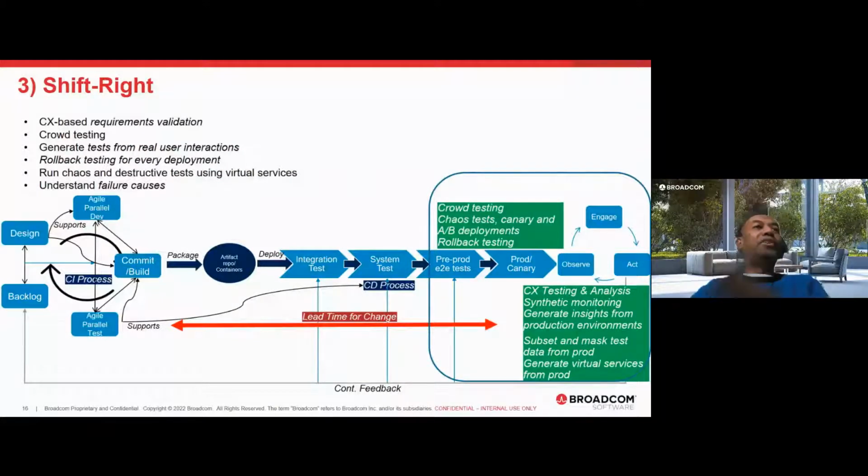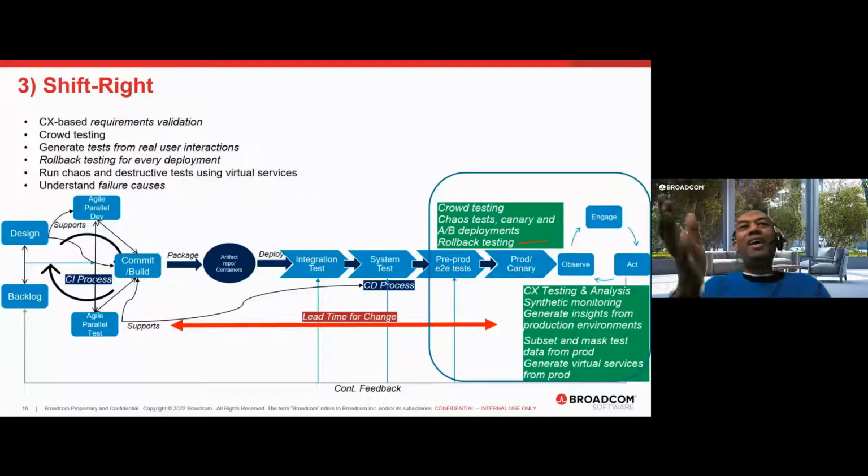Okay, shift right. So shift right is obviously about making sure that testing continues in post-production environments, right? And there are many examples. For example, customers do crowd testing. They do chaos testing to test for resiliency by injecting failures, doing canary release and AB deployments to make sure, if they're introducing a new feature, that it is acceptable to new customers or not. But one of the things I like to point out is rollback testing, right?